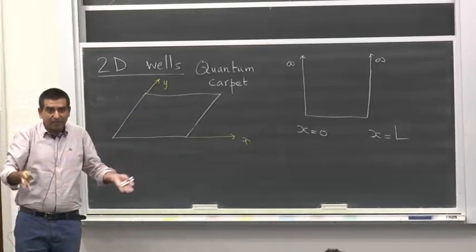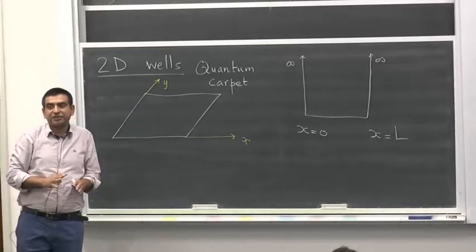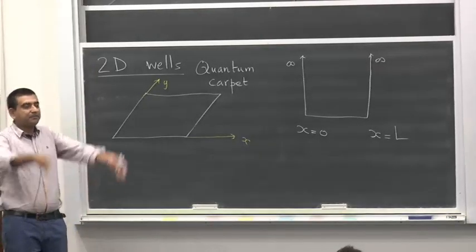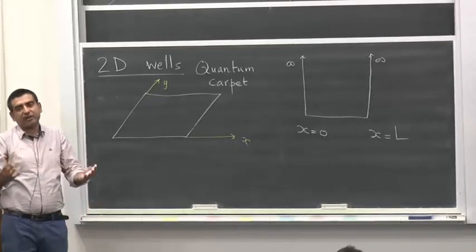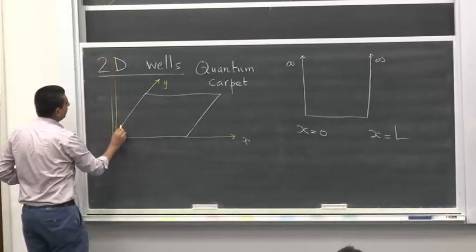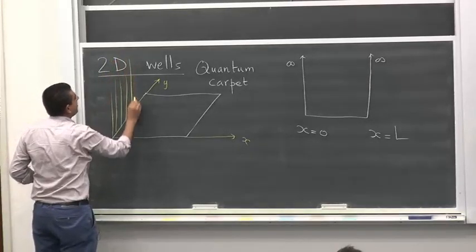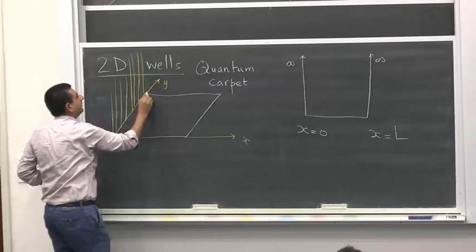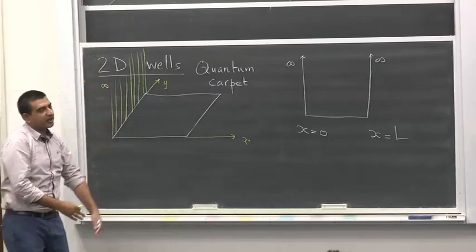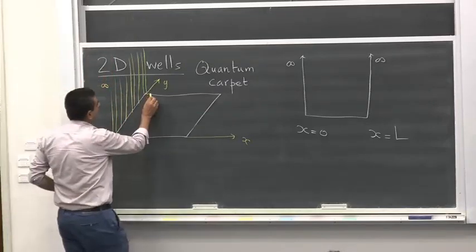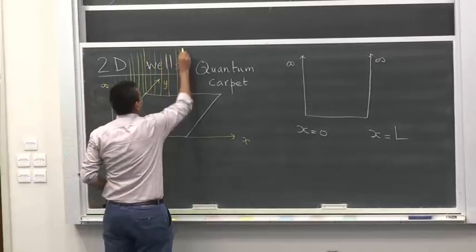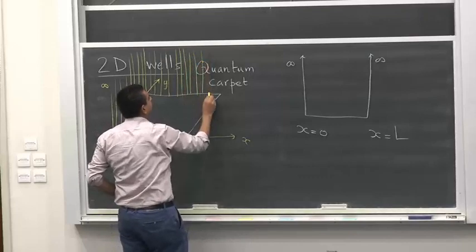Inside this carpet, the potential energy of a particle is 0. And outside, it has impenetrable walls. On the edges of this carpet there are impenetrable walls, so the potential energy goes to infinity at the walls. Okay? It's a hard brick wall. Likewise, here the potential energy goes to infinity. This is an example of a two-dimensional well.